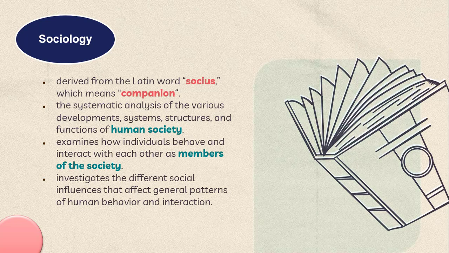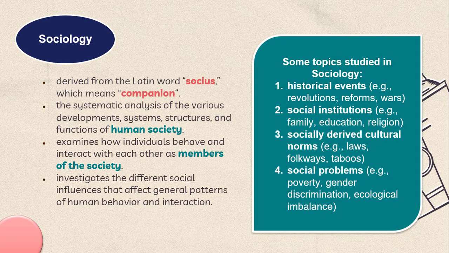Some of the topics studied in sociology are historical events, such as revolutions, reforms, wars and others. It also studies social institutions such as the family, education, religion, kinship and others. Socially derived cultural norms are also studied as well as different social problems such as poverty, gender, discrimination, and others.